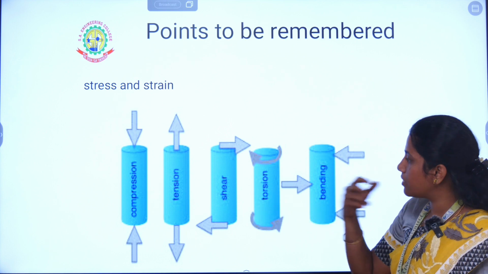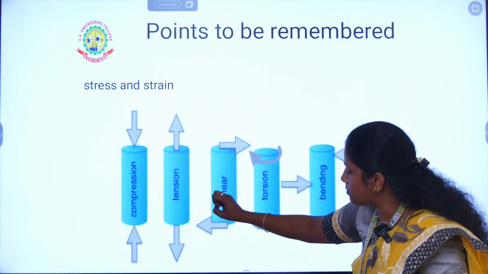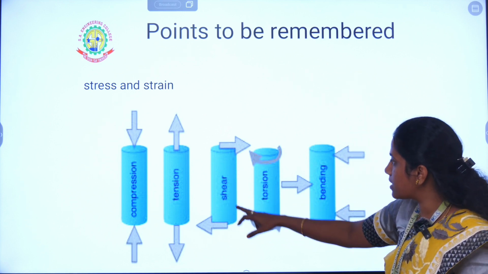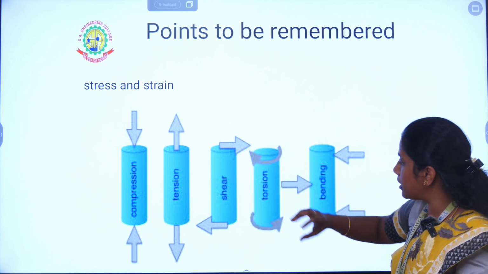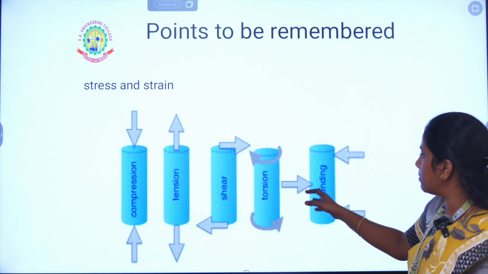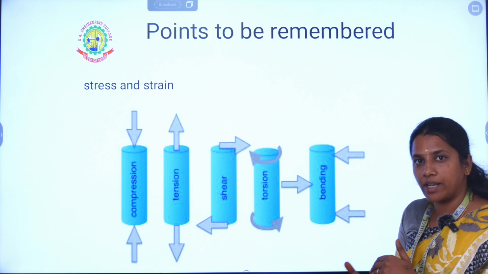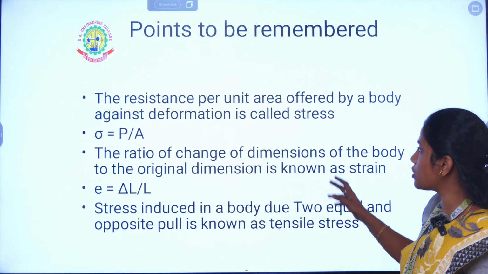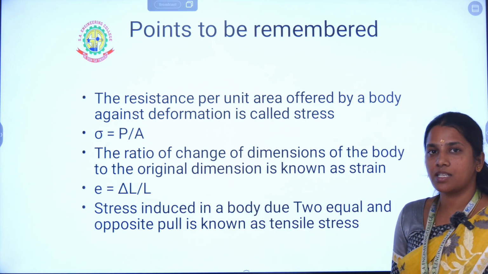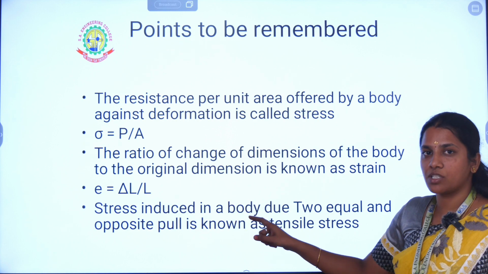And these are the examples, like I am compressing an object, it is called compression, and I am pulling an object, it is called tensile strain, and I am twisting it, it is called shear stress in a tangential manner. If I am twisting it according to the ends of a body, it is called torsion, and the beam is bending as we discussed earlier. If I am applying a load, it tends to deflect. And these are the points to remember. Stress is mathematically expressed as load divided by area, which is P by A, and strain as change in length divided by original length, which is delta L by L.